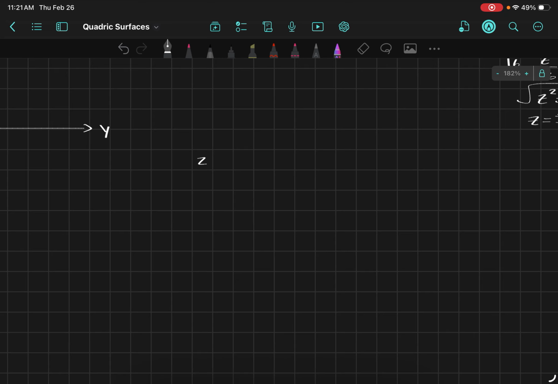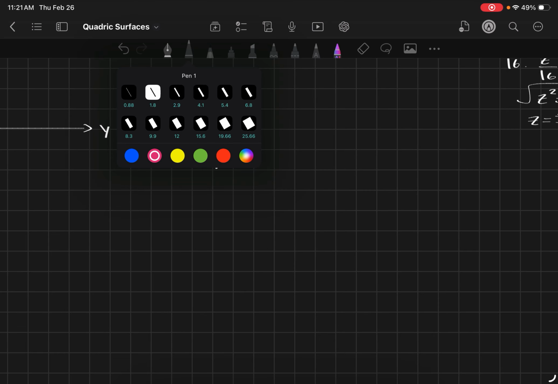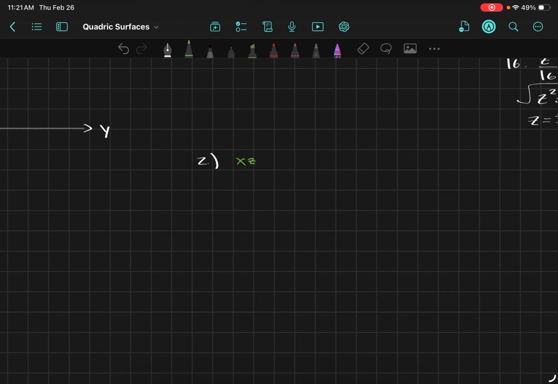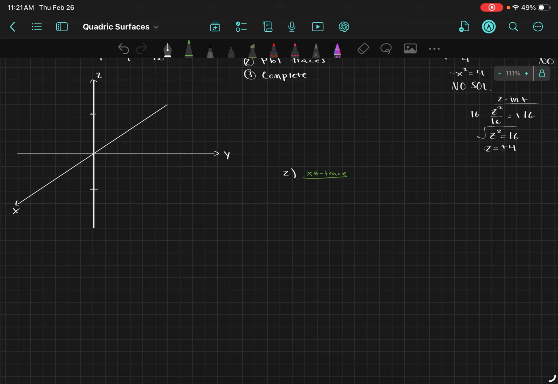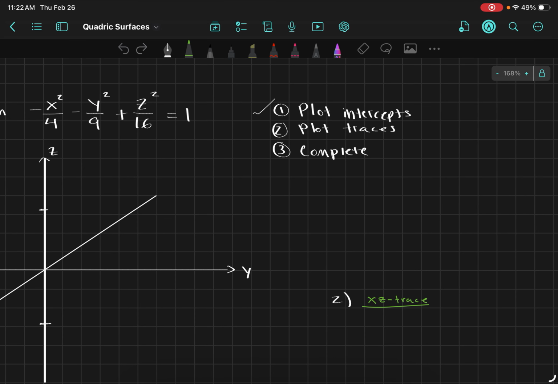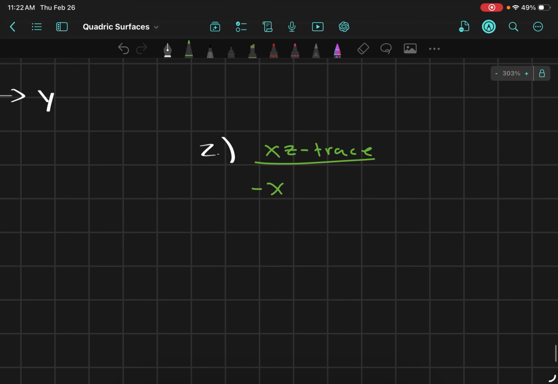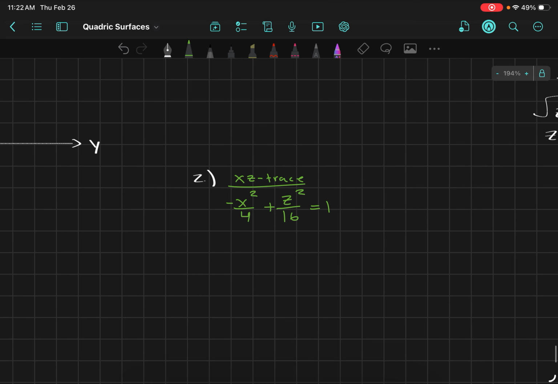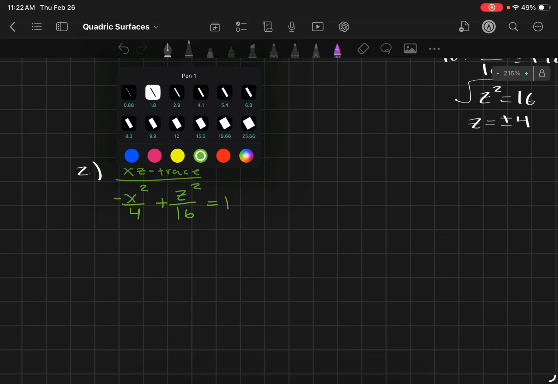We'll do this down here. This one we're definitely going to want to color code. We'll switch the order up today. I think I usually do green for my XZ trace. Apologize if I am inaccurate with that. XZ trace, meaning our y is set to 0. We have negative x squared over 4 plus z squared over 16 is equal to 1. Looks good. That is going to be our XZ trace.